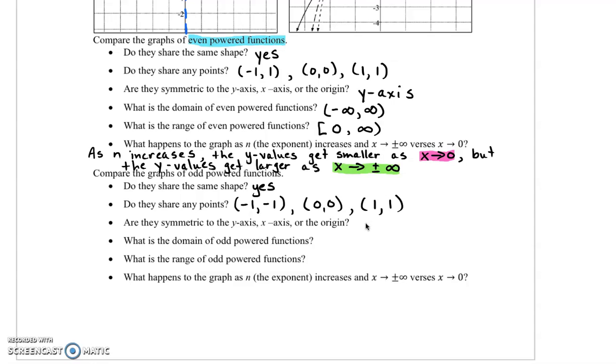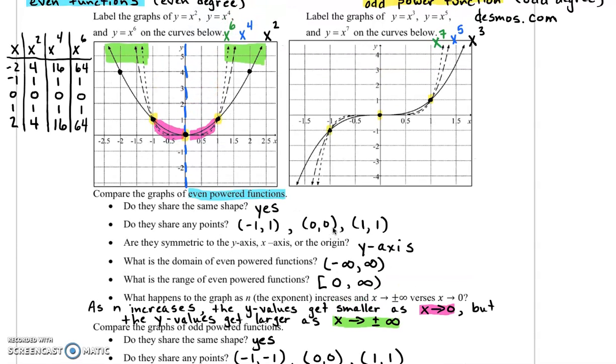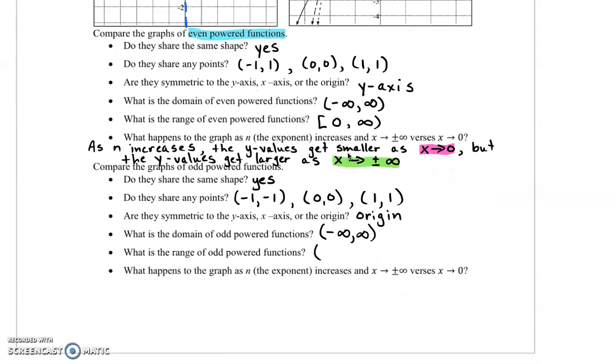So let's scroll back down here. What's the domain of these? Well, they're still just polynomials, so it's all real numbers. The range of these, since they go as small as negative infinity and as large as positive infinity, the range is also all real numbers. And when we answer that question, it's pretty much the same as with the even ones.